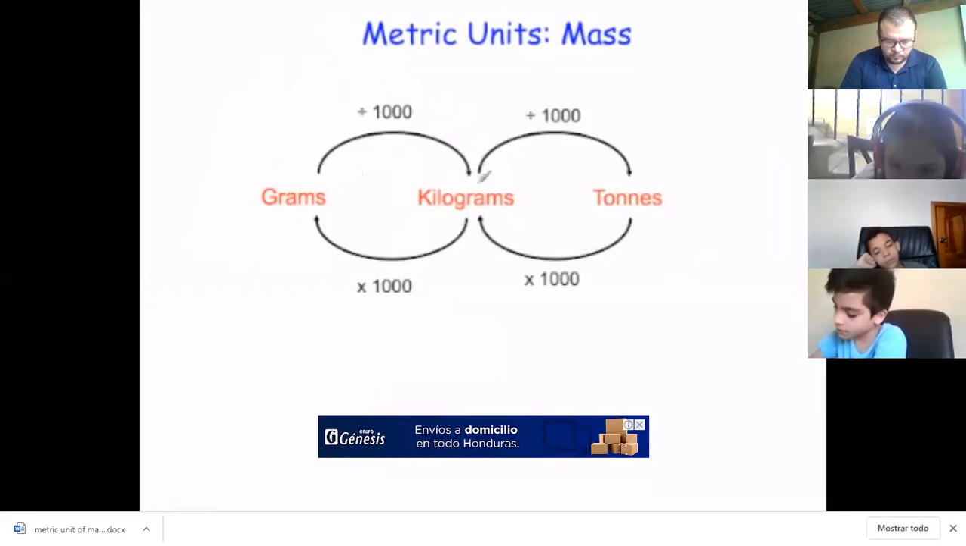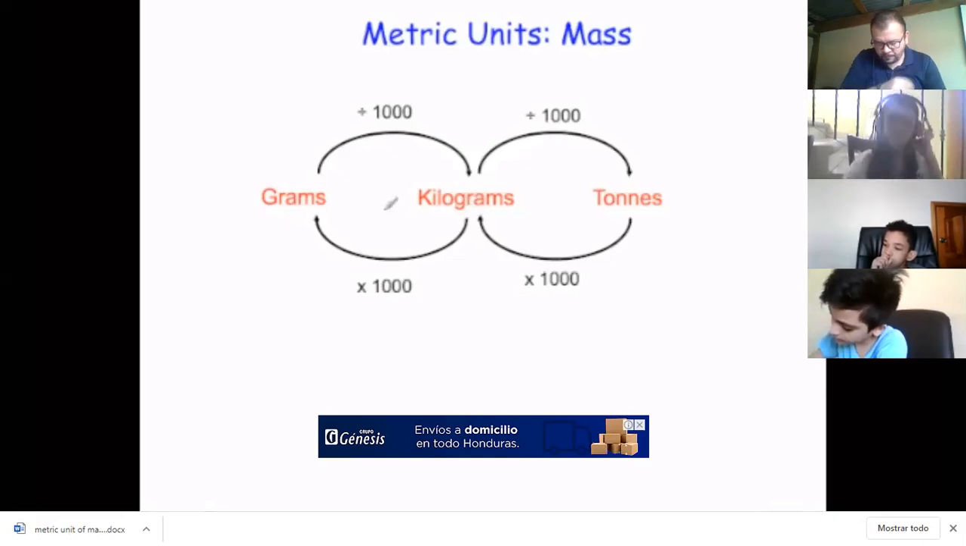To convert from kilograms to tons, you also divide by 1,000. So, for instance, 1,000 kilograms is 1 ton. To convert from tons to kilograms, you times by 1,000. So 3 tons would be 3,000 kilograms. And to convert from kilograms to grams, you times by 1,000. So for instance, 4 kilograms would be 4,000 grams.